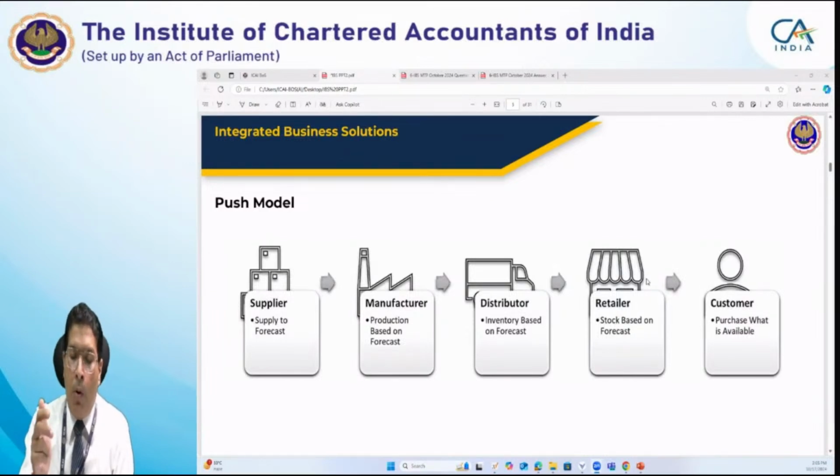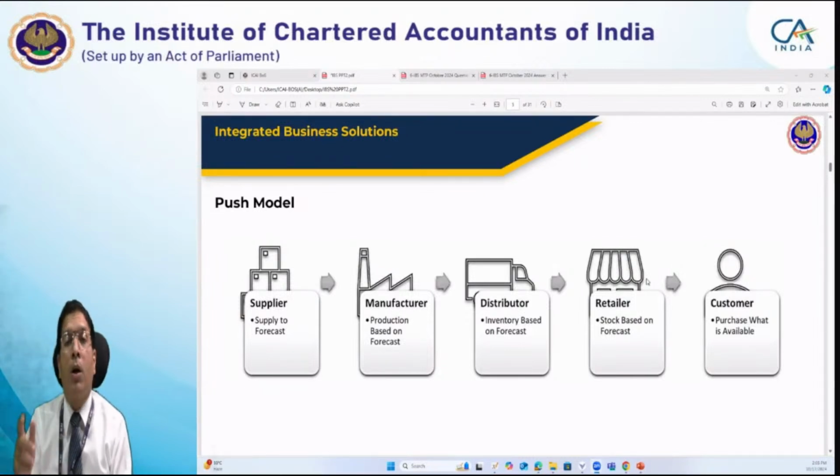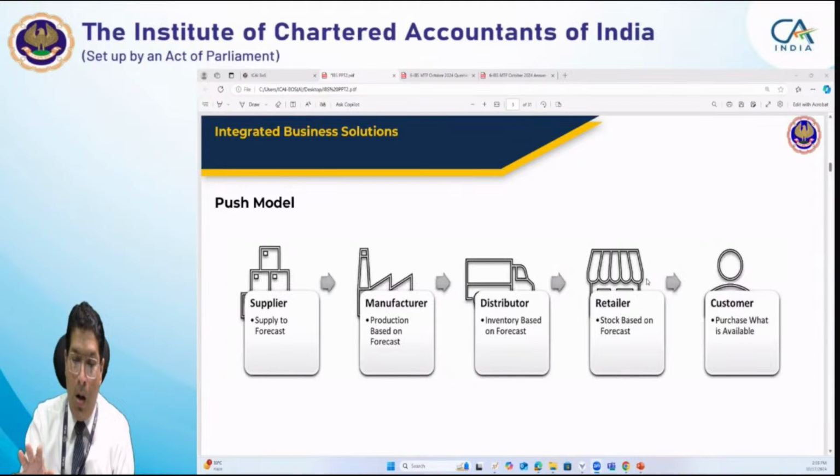Pull model. In the pull model, production is based on actual customer demand, just in time. Instead of forecasting, businesses wait for customers' orders and then manufacture the product. This is a more customer-centric model. Here it is important to note that e-commerce has made the pull model effective by allowing customers to directly influence production based on their specific needs.